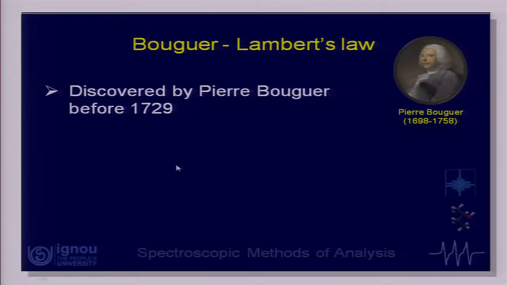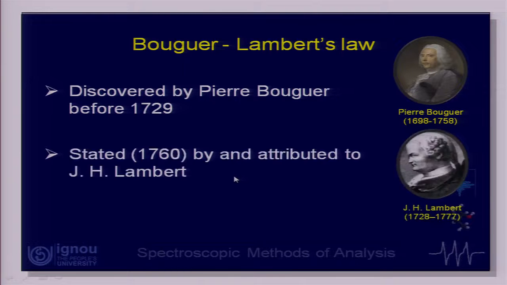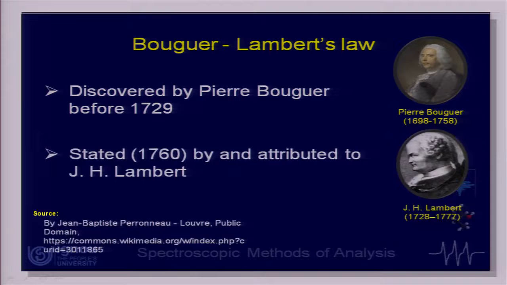Basically, this law was discovered by Pierre Boger around 1729, way back, but it was not documented, so to say, and this was documented by Lambert in about 1760, about 35 years later. Nowadays, typically this is attributed to Lambert only, but of late we started putting a hyphen over there and we started calling it Boger-Lambert's law. Earlier it was just called Lambert's law.